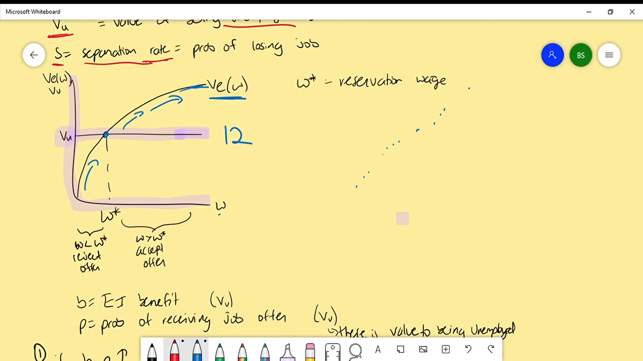So the point at which the value of being unemployed and the value of being employed is the same is called the reservation wage. This is basically the point at which you would decide whether or not you should get a job. For example, if your reservation wage equals $13 an hour, and you get a new job offer paying $10 an hour, you're going to say, I don't think so. This is way less than my reservation wage, so you're going to reject the offer.